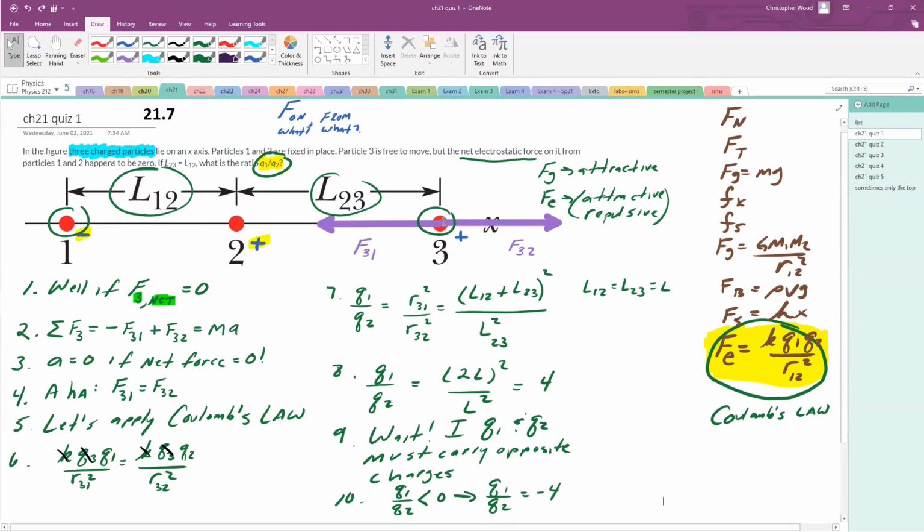Okay, so that's it. That's our first quiz. Pretty gentle, good way to get introduced to writing down Coulomb's law and vectors. Those are the two big takeaways. Hey, there's something called Coulomb's law, and vectors are a big deal again. So I'm going to get chapter 21, quiz 2 ready.